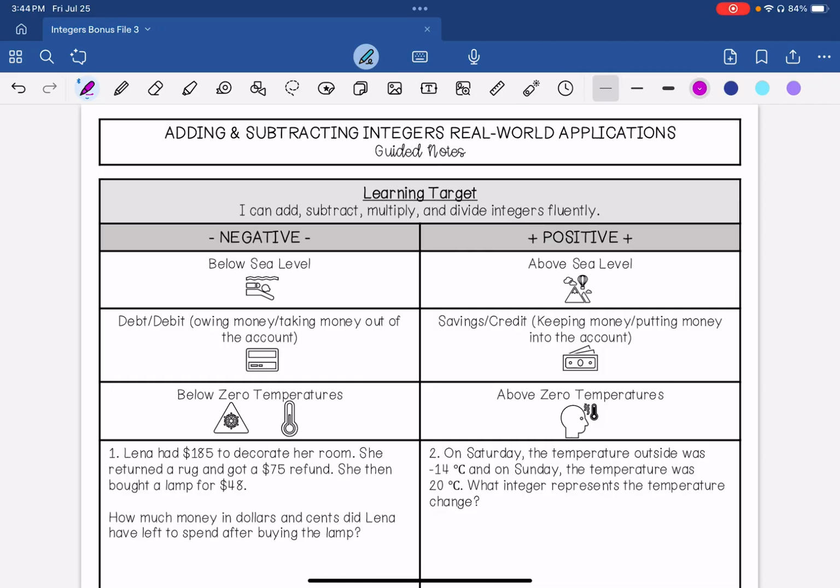Hi, it's Michaela Minkler. We are going to go over adding and subtracting integers with real world applications.